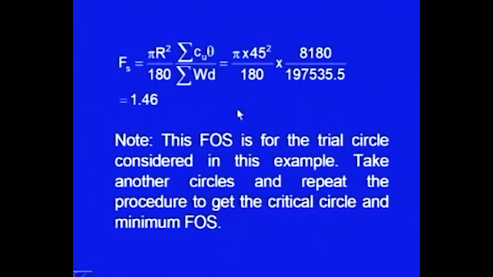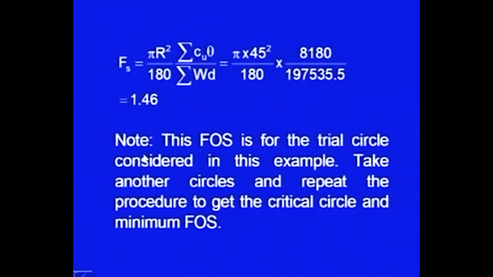Now, finally, we have to keep these things in the equation. Factor of safety is pi r square summation of Cu into theta upon 180 summation of W into D. So, pi into 45 square into summation of Cu theta, divided by 180 times this value, and we get Fs equal to 1.46. So, we have completed this procedure for one trial circle.